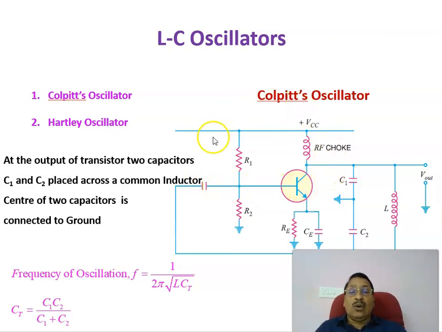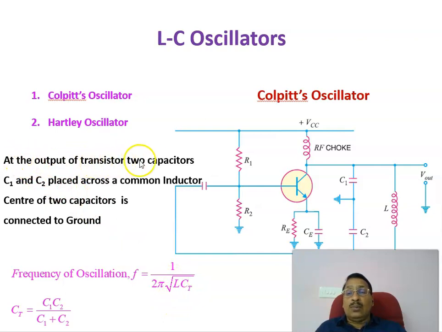In this Colpitts oscillator circuit diagram, the output is available at this point. The frequency of oscillation of this output is given by 1 by 2 pi root of L into Ct. Ct is the total capacitance, which is the series combination of these two capacitors, therefore C1 C2 divided by C1 plus C2. The output frequency of a Colpitts oscillator is given by 1 by 2 pi root of L into Ct.